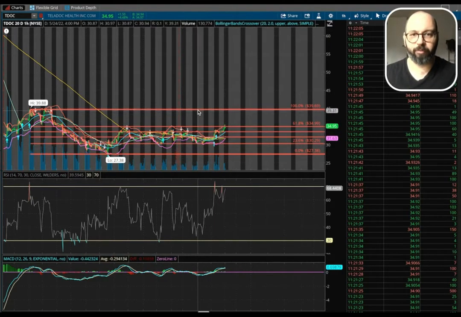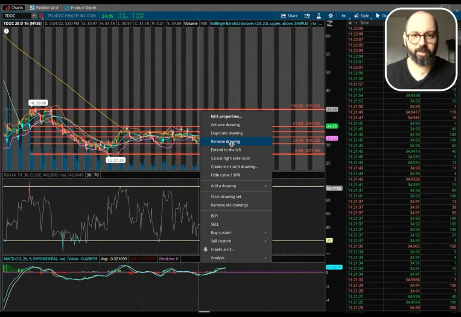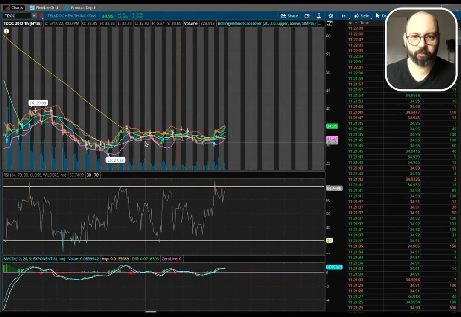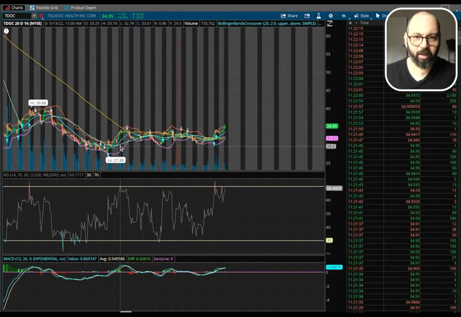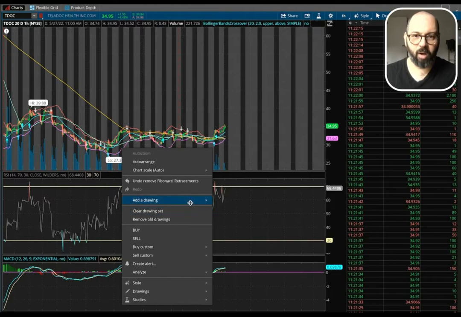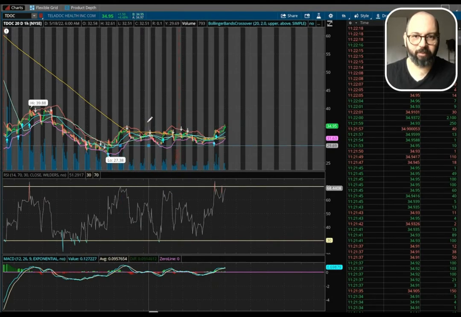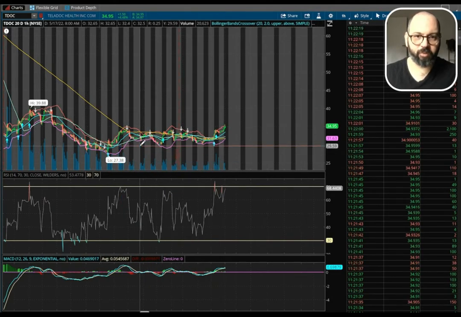So what I prefer to do, we can get rid of these Fibonacci retracements. We have right here a kind of support line, right? So we can draw and we can put a little price level. This is a straight line, and we can just drop it right here.